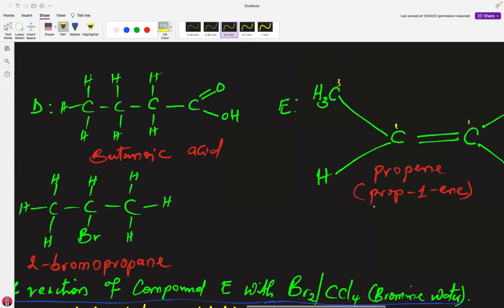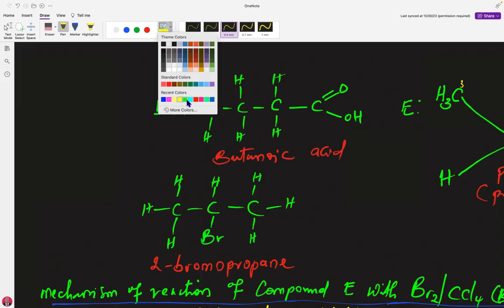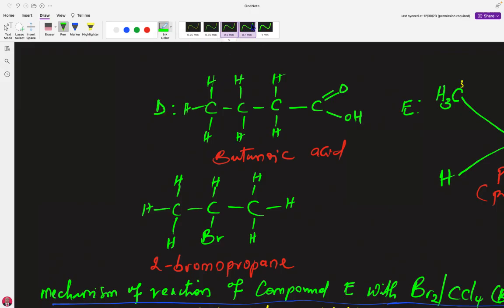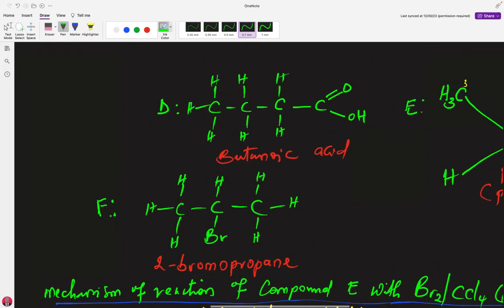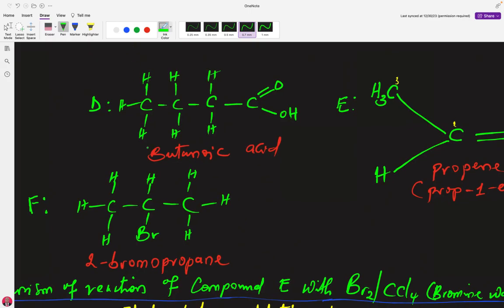Now, the other compound. This is compound F. Compound F. If you look at compound F from this structure here, you will see that it was 2-bromopropane, formed after the conversion of this alkene through electrophilic addition of hydrogen bromide.